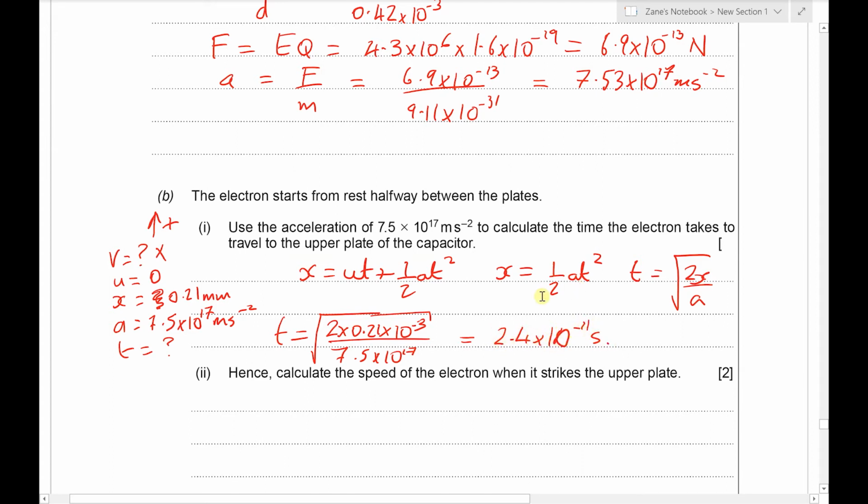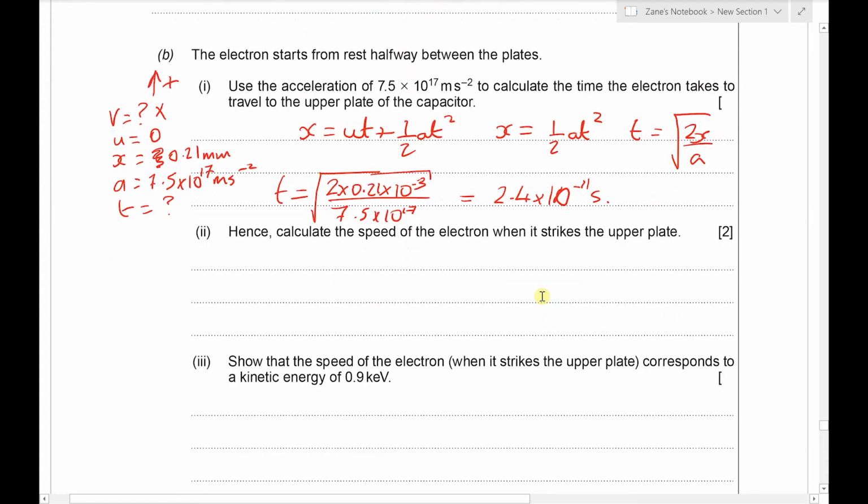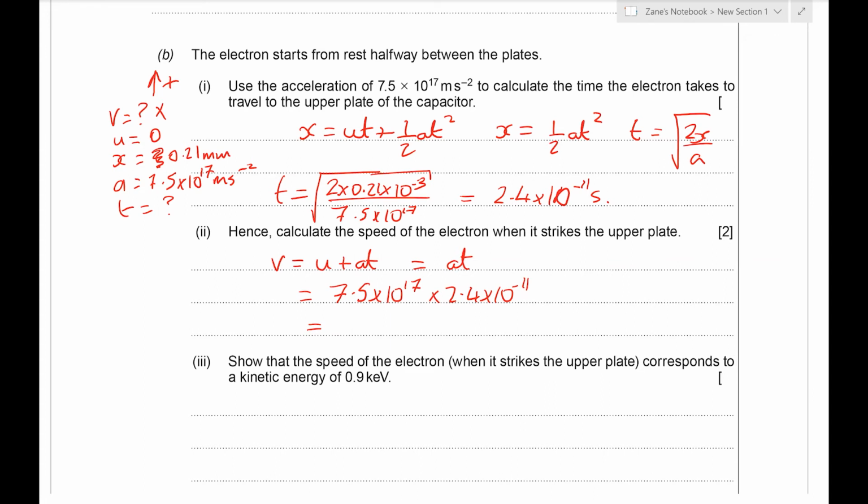That's in seconds. Next we've got to calculate the speed of the electron when it strikes the upper plate, so this time we might as well use v equals u plus at. The u bit is 0, so v is at. So we have the 7.5 times 10 to the 17 times the 2.4 times 10 to the minus 11. And that will give us 1.8 times 10 to the 7 meters per second.